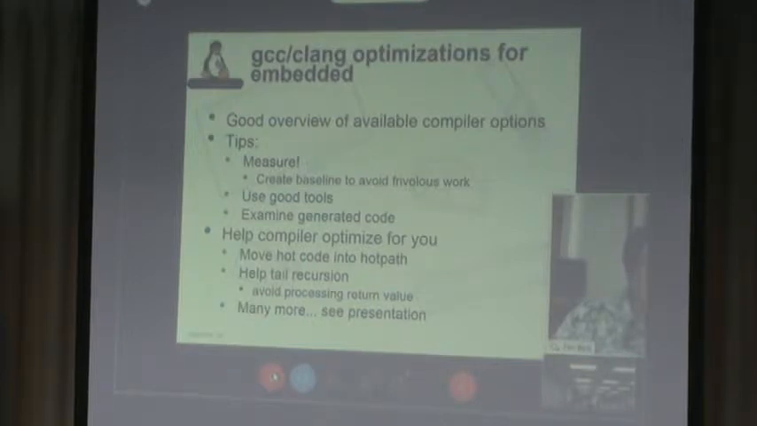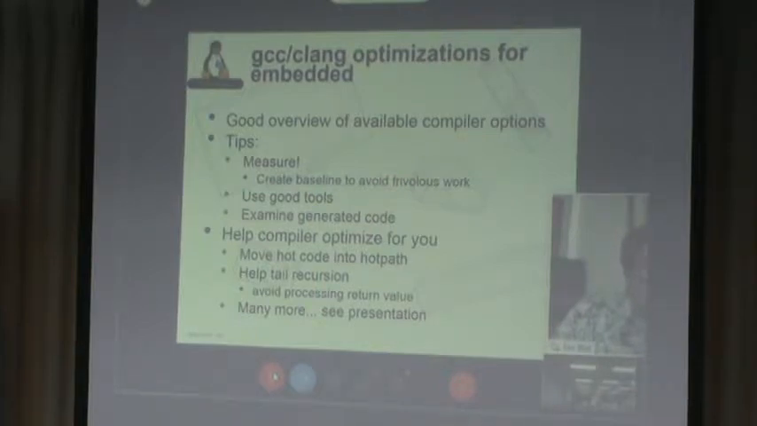The goal is to help the compiler optimize for you. The compiler has optimization options, but you can actually structure the code differently and have an impact yourself. If you can provide hints in the code, you can move hot code into the hot path. So there are macros like the likely and unlikely macros used in the kernel that can tell the compiler what code you expect to be run more often and which should be optimized.